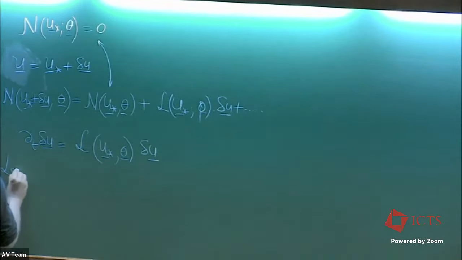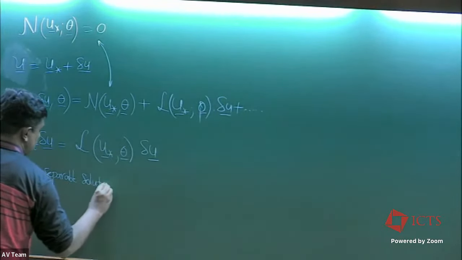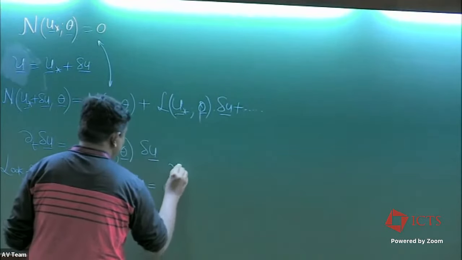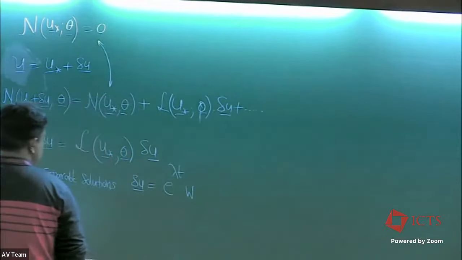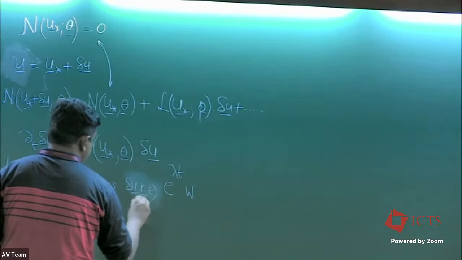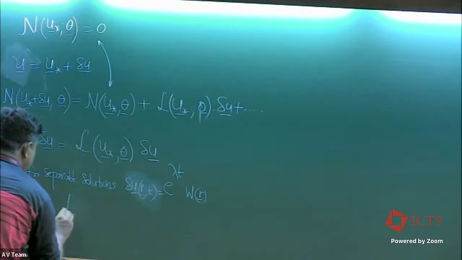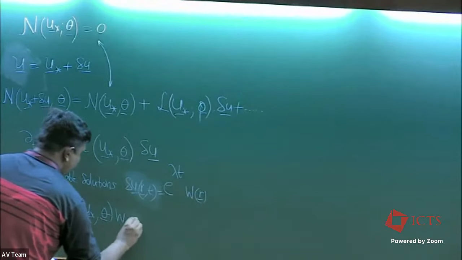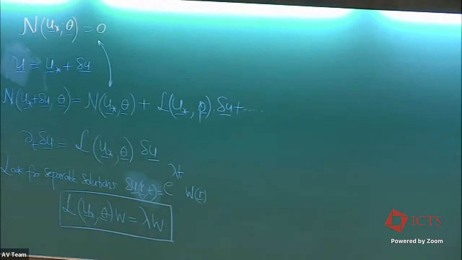So you look for separable solutions of the form delta u of r comma t is e to the lambda t times some eigenfunctions w, which are functions of space, where the w are basically the eigenfunctions of the linearized operator. Okay, so that's the most general abstract setup.